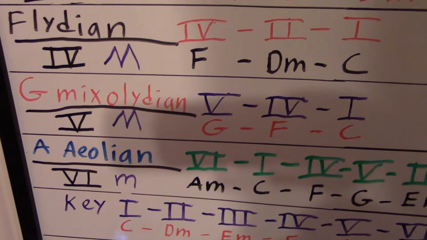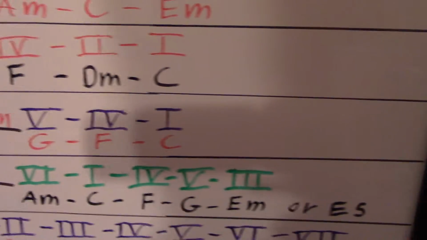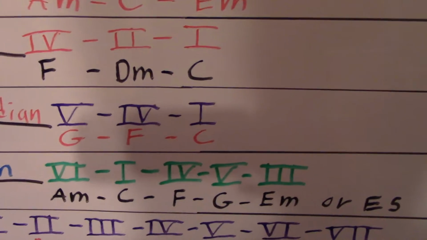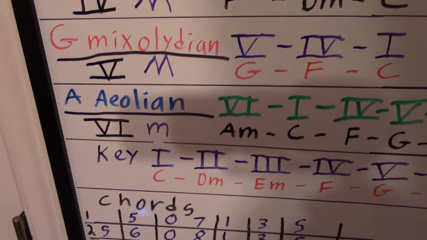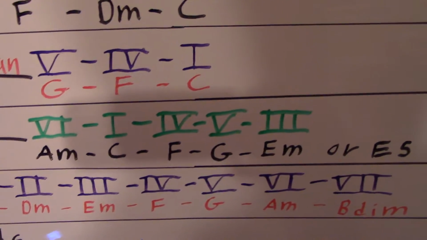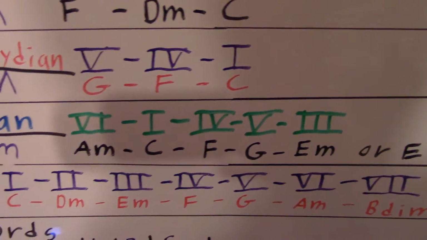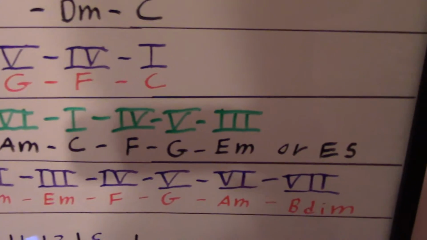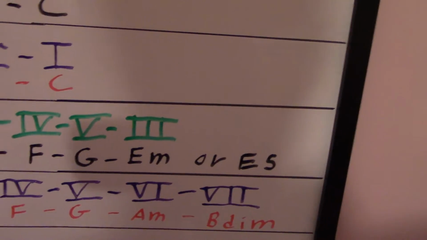The 5th mode is G Mixolydian, so you play a 5, 4, 1 progression. Then you'll play the chords G, F, and C to get it to sound like G Mixolydian. And the 6th jam track is A Aeolian, which is a 6, 1, 4, 5, 3 progression. So the chords you'll play to get it to sound like Aeolian are A minor, C, F, G, and E minor. Or you could use E5 in place of E minor.